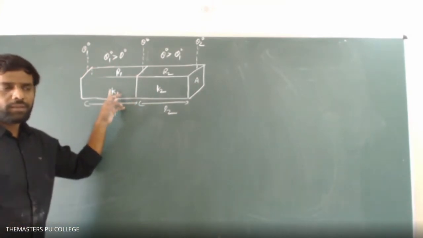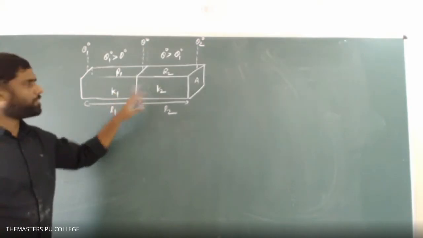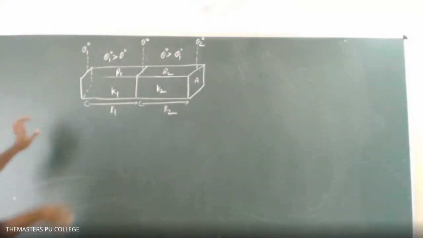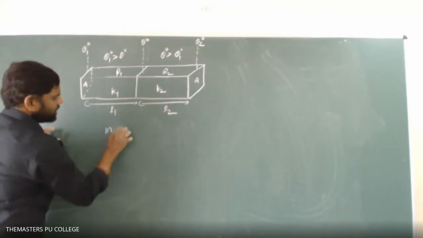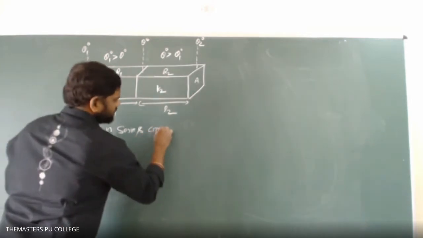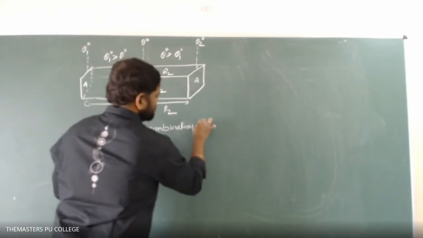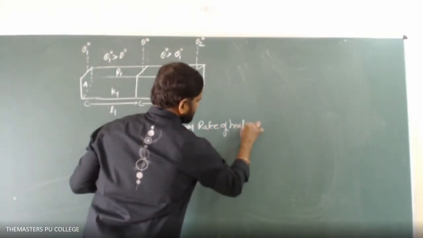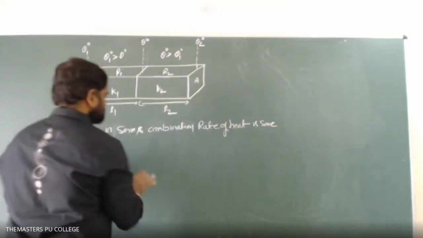We have written already. Area. No, area, okay. Next, apart from that, here area is okay. Yeah, rate of heat flow is the same. So hence, in series combination, rate of heat is same. What is the rate of heat formula?